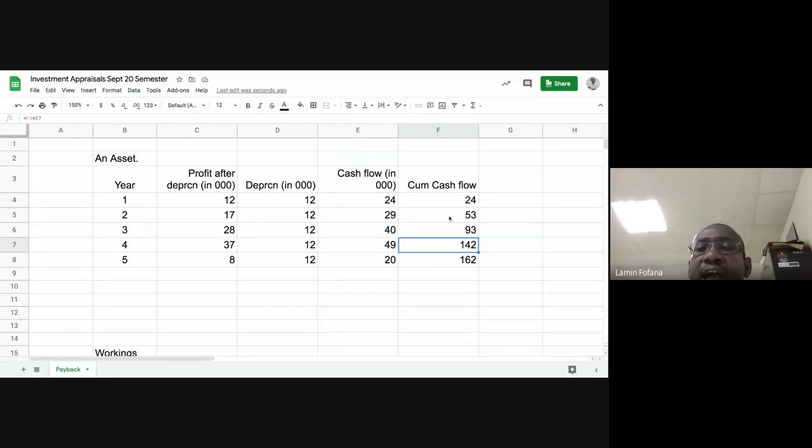So adding a column for cumulative cash flow is optional. It's just to help you to derive your cumulative cash flow in any of the years at any point in time, so that you can be able to know your payback period easily. Okay? So now, what is our initial outlay?